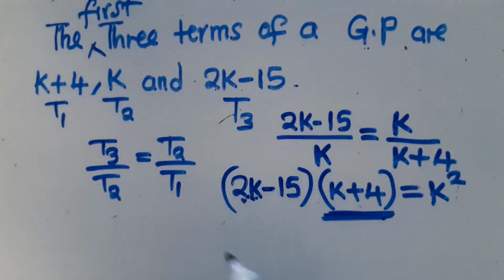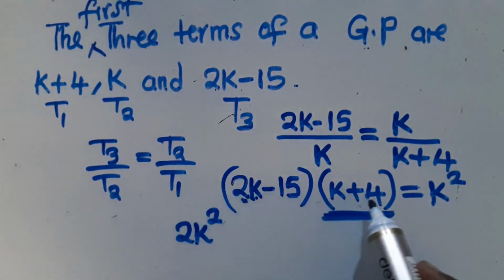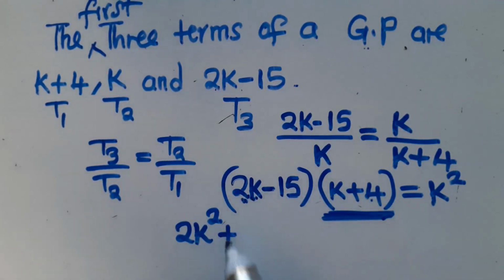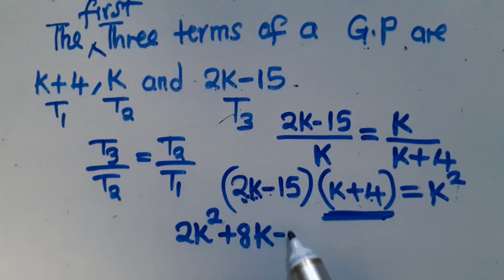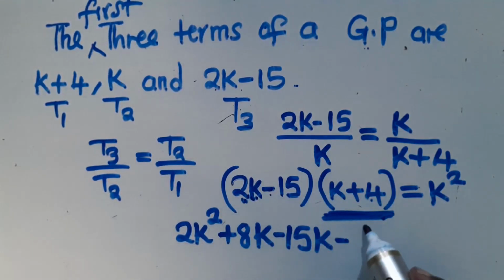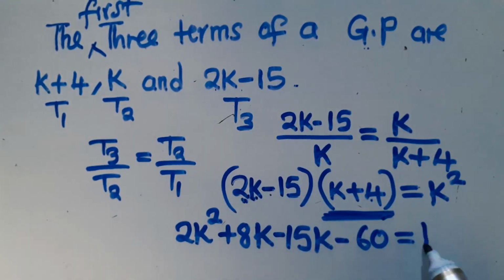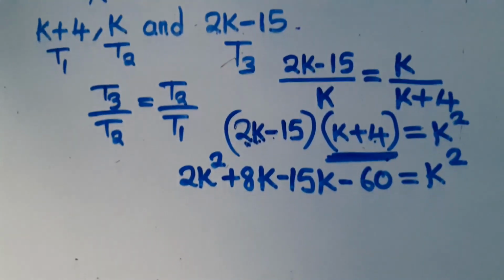2K times K. You get 2K squared. 2K times 4. 8K. You are done with that. Negative 15 times K. I get negative 15K. Negative 15 times 4. I get negative what? 60. Which is equal to K what? K squared. Like this. It is equal to what? K squared.